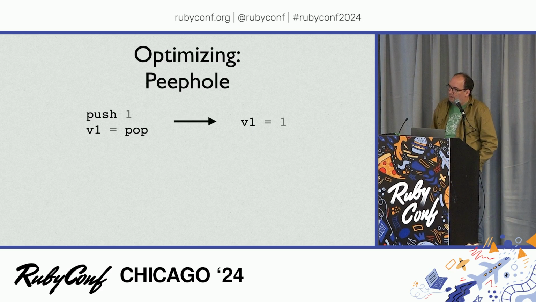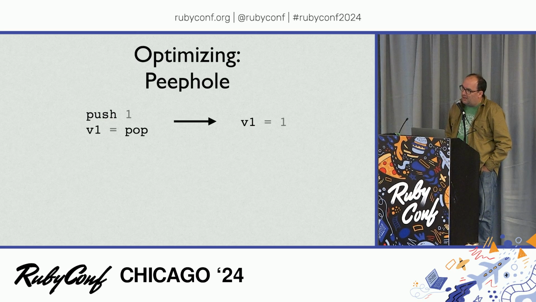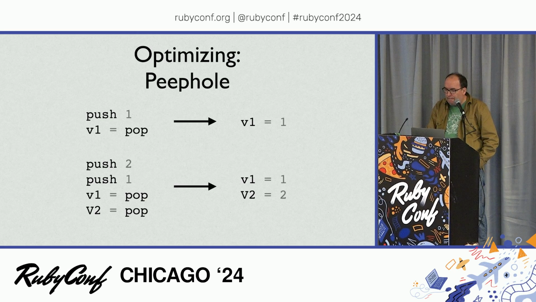In this case, I'm using a very specific one. If you see a push followed by a pop, you can eliminate both of those and just make it into an assignment. And you can see here, if there's multiple of them, it's almost kind of like a Russian nesting doll where the push 1, v1 equals pop will just become an assignment. But then once you do that, you can already see that you can do it again for push 2 and v2.